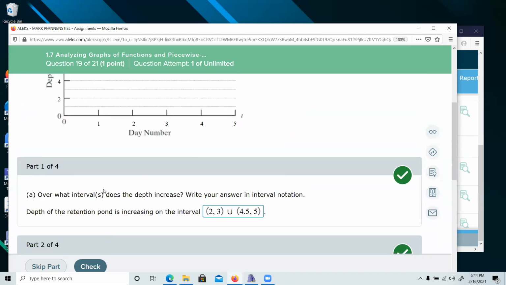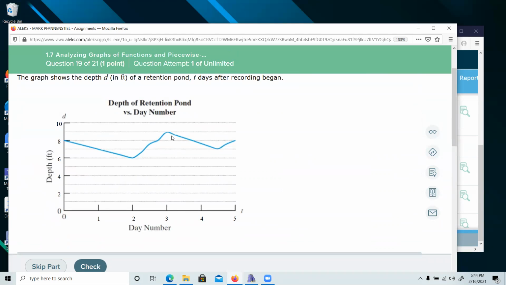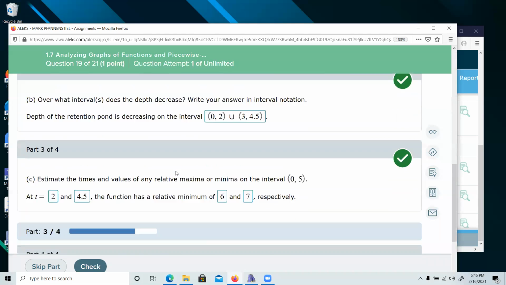Okay, how about relative maximum? So this point here, this is relatively the highest point to every point around it. So what we're going to do is we're going to find, again, it's about a 3 and a 9.